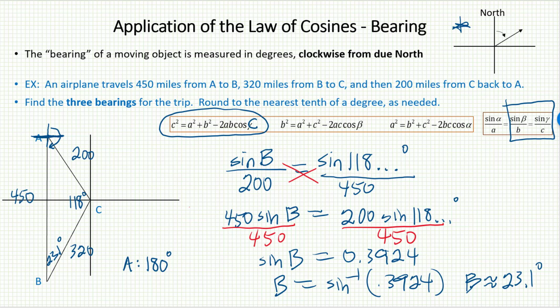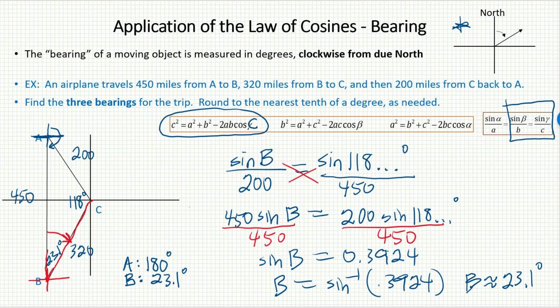I think we have enough now to write down the other two bearings. And let's take a look. Remember, what you can do is you can put one of those little axes at the spot when the plane was at spot B and it turned to head toward spot C, so it turned to go along this pathway here. We're just trying to state the angle, the bearing that it traveled. Remember, bearing is measured from north clockwise, so we're just talking about this angle right here. Well, that's the angle we just found. It's 23.1 degrees. So the bearing from point B to point C is 23.1 degrees.